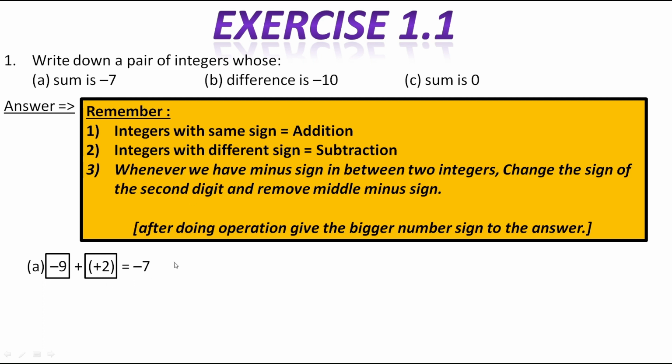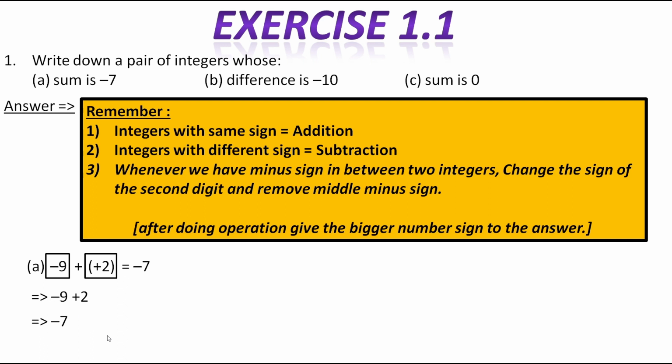Whenever we solve this, minus 9 will remain as it is and plus 2 also will remain as it is, because in between we have a plus sign. If we had a minus sign, we would have to change the sign of the next digit. Now here we have both integers with different signs, so we have to subtract, because of the second rule. 9 minus 2 is 7 with a minus sign, because the bigger number's sign is minus.